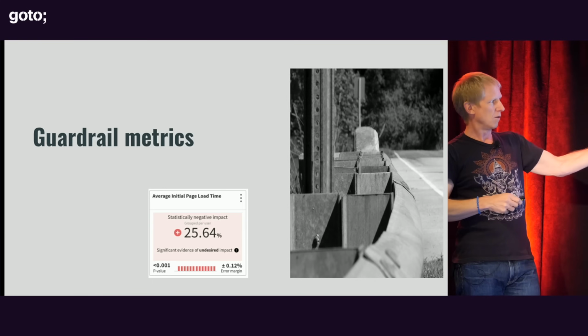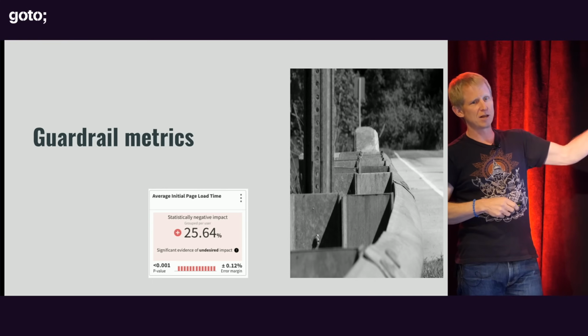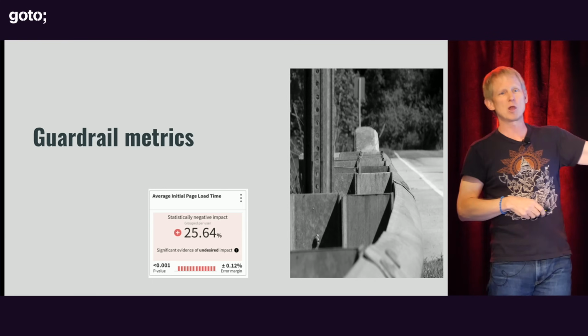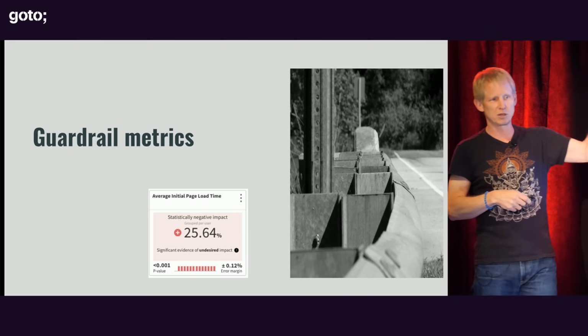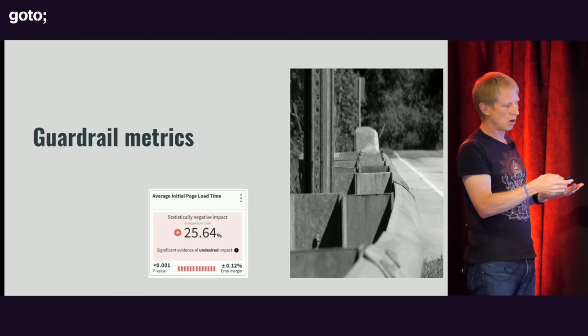So finding that early instead of as a result of 2 weeks of deployment and realizing that people are starting to defect in droves, right? So that's called a guardrail metric.